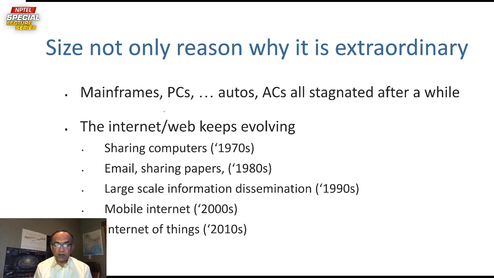It started off in the 70s for the purpose of sharing compute resources. In the 80s, email and the task of sharing papers became significant. In the 90s, we had large-scale information dissemination. In the 2000s and 2010s, we had mobile internet. And now we have the Internet of Things, and who knows what is going to come next.